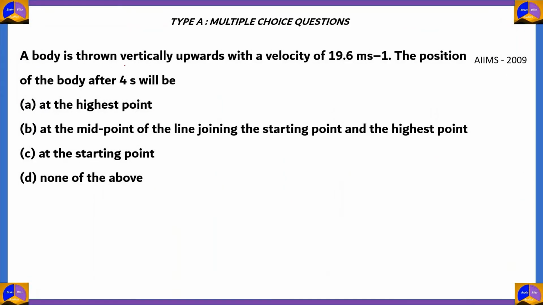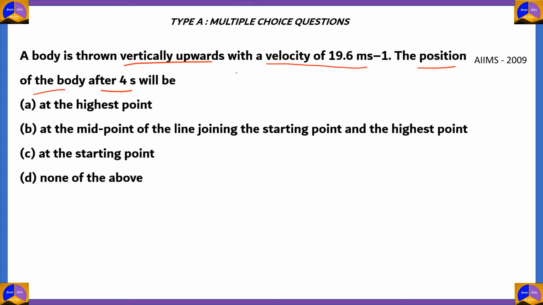A body is thrown vertically upwards with a velocity of 19.6 meters per second. We need to find the position of the body after 4 seconds. A, it will be at the highest point. B, it will be at the midpoint of the line joining the starting point and the highest point. C, it'll be at the starting point, and D, none of the above. Now here we need to find out some values.